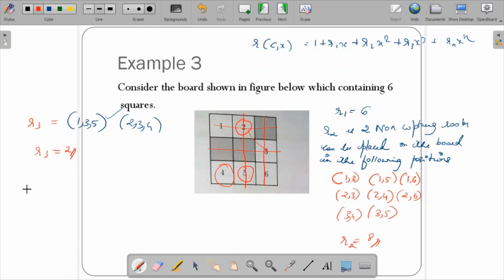So the rook polynomial R of C of x would be 1 plus R1 of x plus R2 of x square plus R3 of x cube. So it would be 1 plus R1 value is 6, so 6x, R2 value is 8, so 8x square, and R3 value is 2, that would be 2x cube. So this is the rook polynomial for this particular equation. I hope it's clear with this example 3.